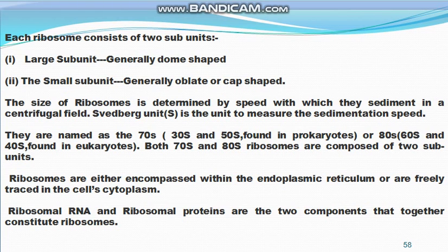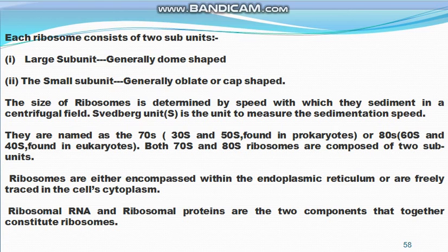When we talk about the structure of the ribosome, each ribosome consists of two subunits, the large subunit and the small subunit. The large subunit is generally dome shaped, and the small subunit is oblate, that is, cap shaped. So this is the structure of the two subunits of the ribosome.